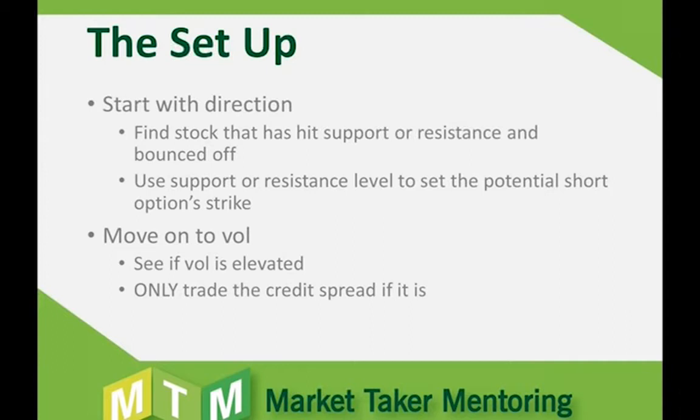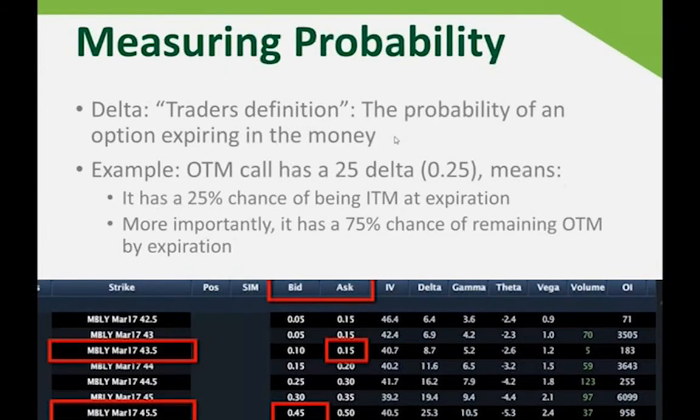But the truth is, it's actually pretty easy to find these trades when you know what you're looking for. There's really two things you have to concentrate on. One is analyzing the underlying stock or ETF or whatever, and the other is volatility. We want to find a stock that has hit support or resistance and bounced off, and we're going to use that to set our short strike prices. And then we're going to find one that has volatility elevated. Now that one's a little bit of a tricky one. I'm going to focus on that second bullet point in a second here.